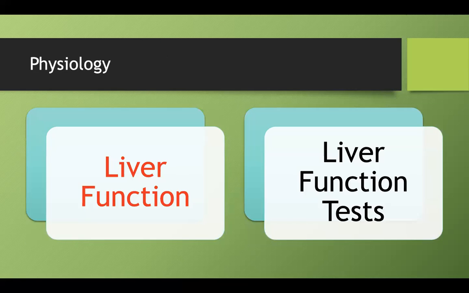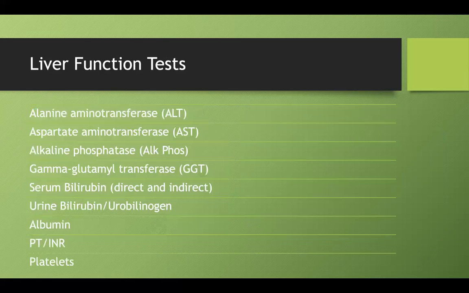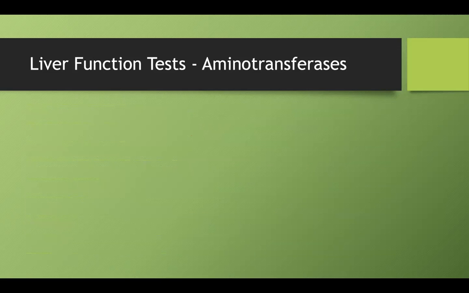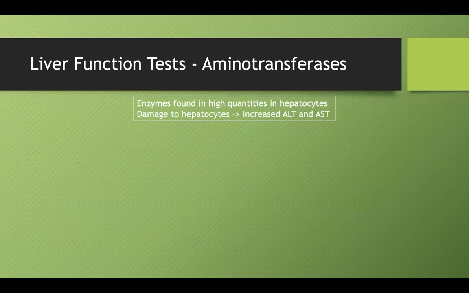Now that we've talked about liver function, I want to discuss some of the liver function tests, some of the laboratory values that you can order to assess whether the liver is functioning well or not. And I've broken this down into a few different sections. So the first one we're going to talk about is our aminotransferases, ALT and AST. So these aminotransferases are enzymes that are found in very high quantities in hepatocytes. And because of that, if there's any damage to the hepatocytes, you will often see increased levels of ALT and AST.